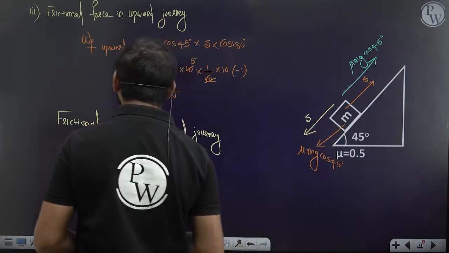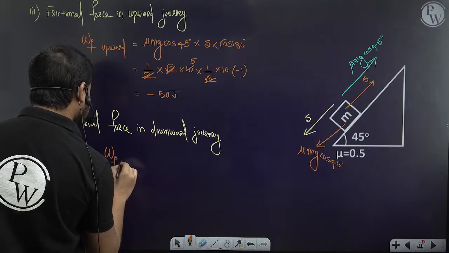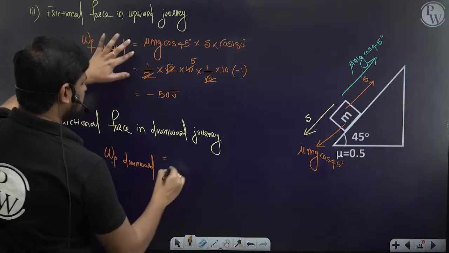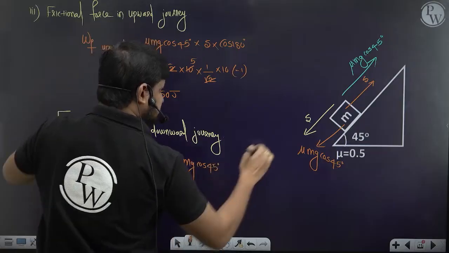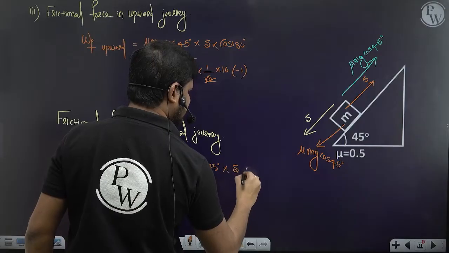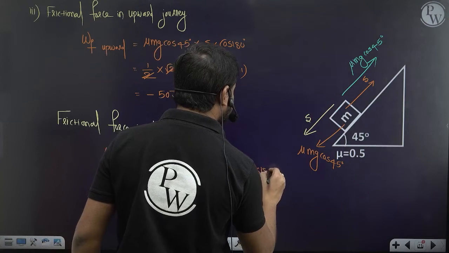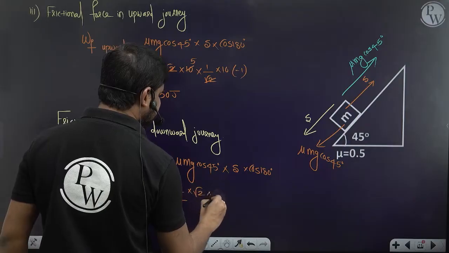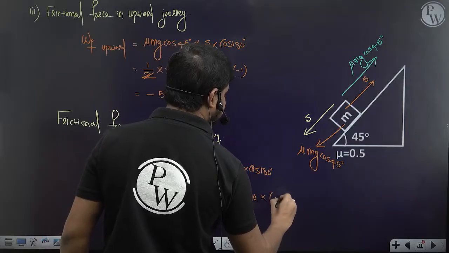Now the work done by the frictional force in the downward journey will be equal to mu mg cos 45. This frictional force is acting upwards, and the body's displacement s is downward. As they are opposite to each other, I can write cos 180 degrees there. So it is mu is 1 by 2, m is root 2, g 10, cos 45 is 1 by root 2, s 10, cos 180 is minus 1.